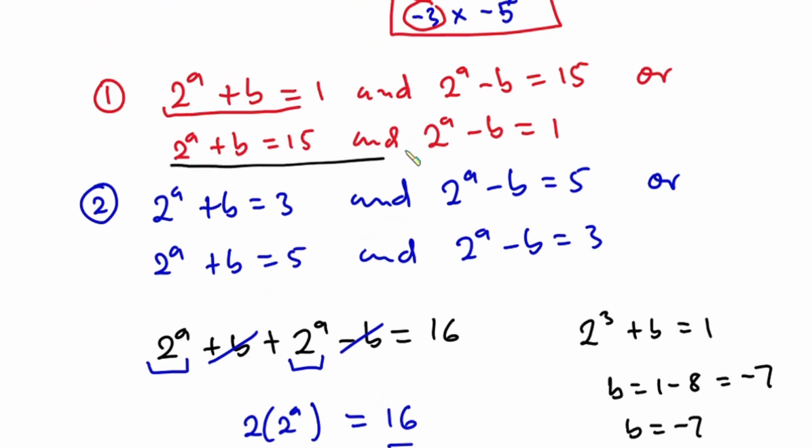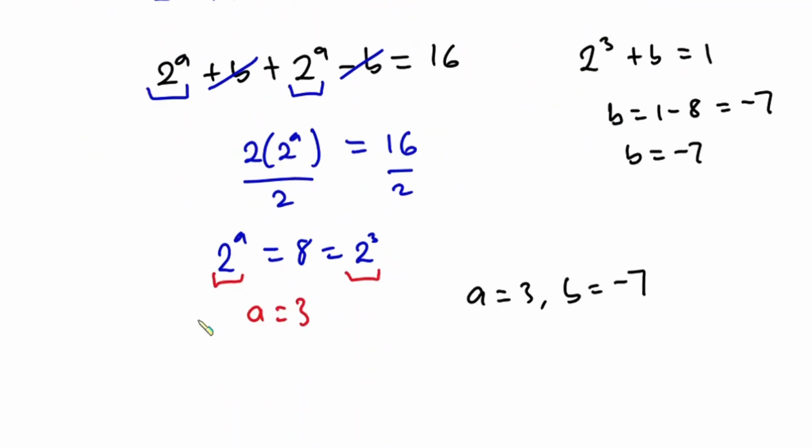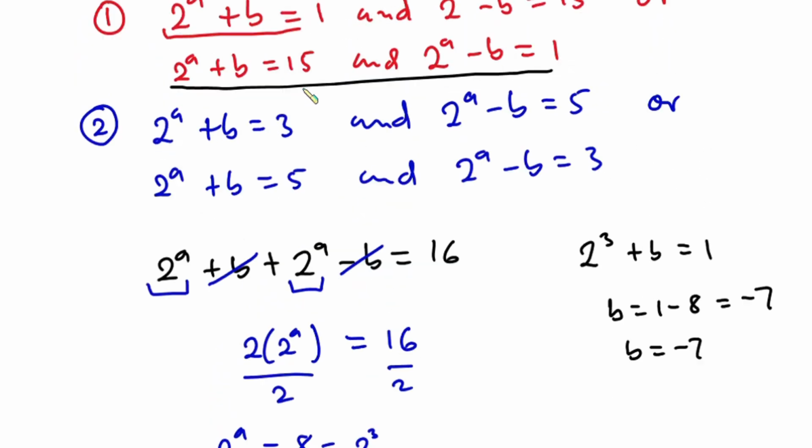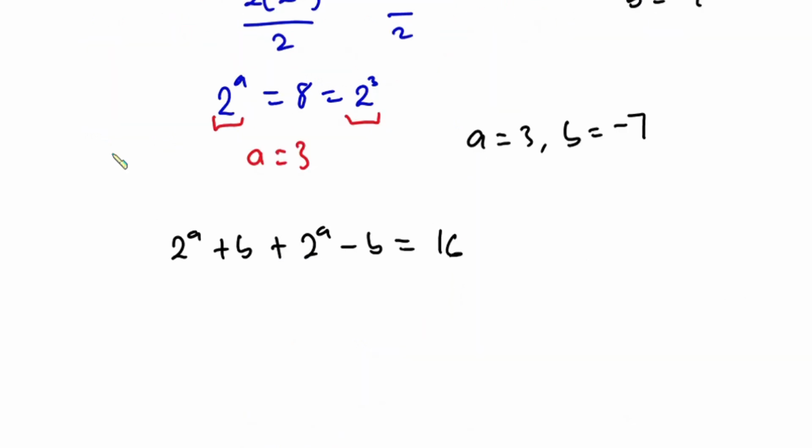Now let's pay attention to this one. If we sum them, we have 2 to the power a plus b plus 2 to the power a minus b, and this is equal to, from here we also have 15 plus 1, which is also 16. So we have 16 here. And straight away you can see that this one will cancel this. And then 2 to the power a plus 2 to the power a, that is 2 into 2 to the power a. And this is equal to 16. Dividing each side by 2, we have 2 to the power a is equal to 8.